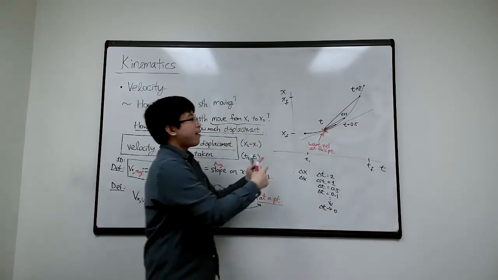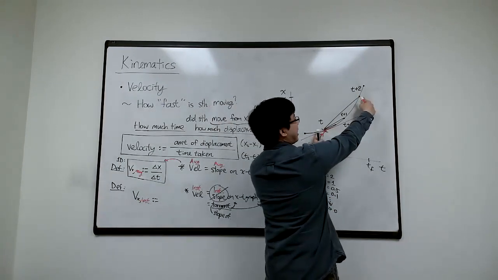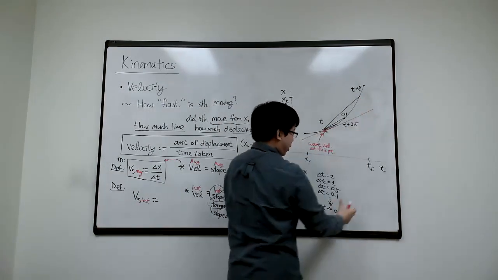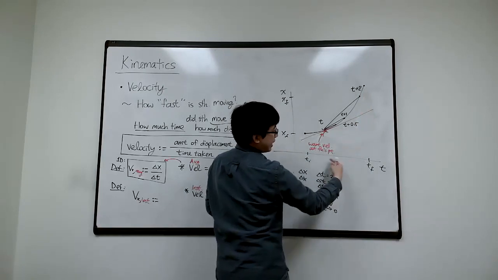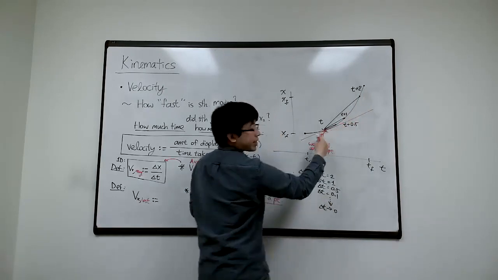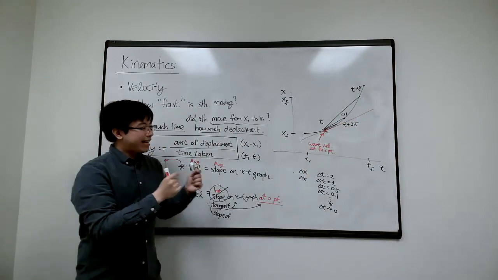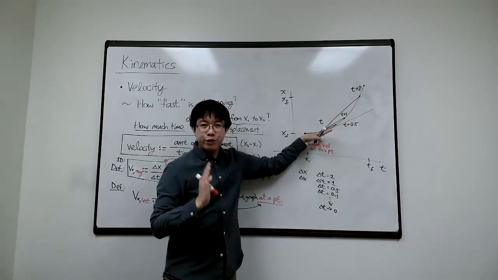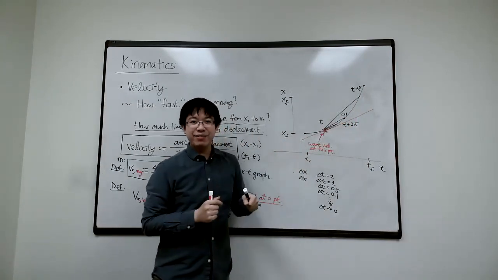What you need to do is first make a poor estimate, and then make your delta t as small as possible, okay? And when you get to 0, then you've got it. That is the instantaneous velocity.